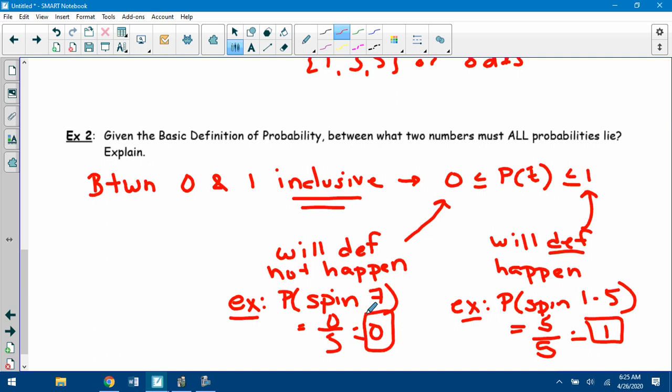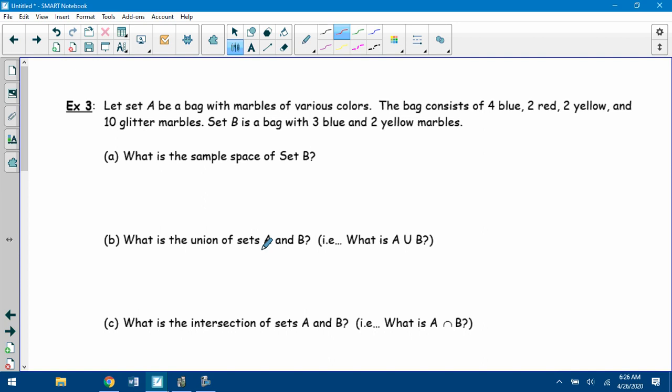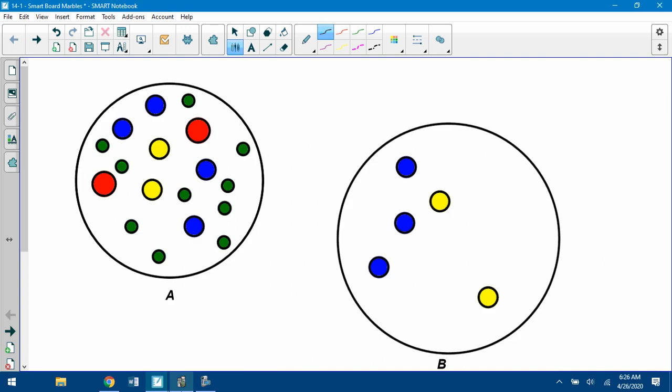Okay. Let's do another example. We've got 2 bags. Set A be a bag with marbles of various colors. The bag consists of 4 blue, 2 red, 2 yellow, and 10 glitter. Set B is a bag with 3 blue and 2 yellows. So if you want a visual, there's my 2 bags. I didn't have a good way to make a glitter marble, so they're green instead. But this is set A, this is set B.